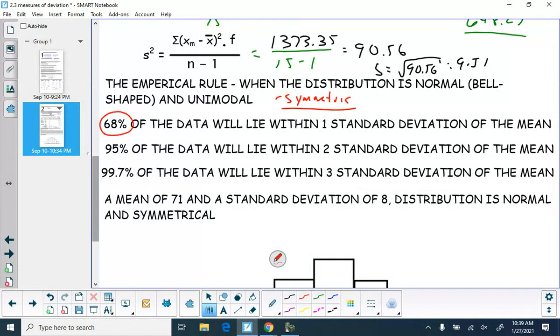68% of the data will lie within one standard deviation of the mean. Statistically, that's what they'll say. 95% of the data will lie within two standard deviations of the mean. And 99.7% of the data will lie within three standard deviations of the mean.